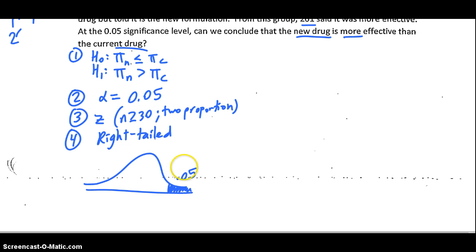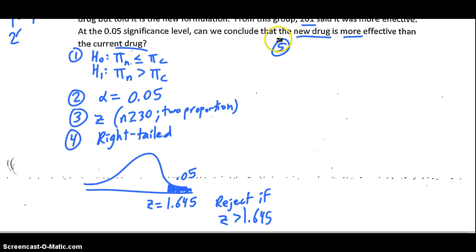Again, look up the z-score. I'll give you a hint. 0.05 was on the left in the last problem, and it was negative 1.645. So if it's on the right, it's going to be positive 1.645. Again, you start to see the same numbers coming up all the time. We are going to reject if our z-value is greater than 1.645. And I say greater than because we're on the right this time. We don't want it to be in the shaded region on the right.